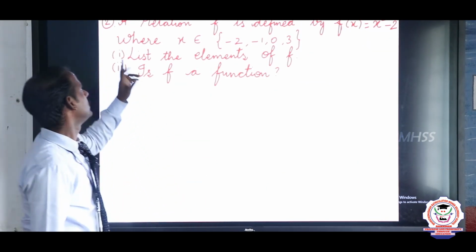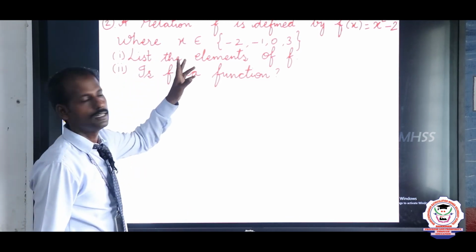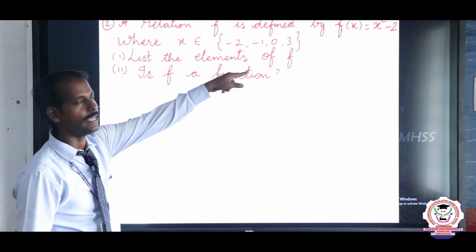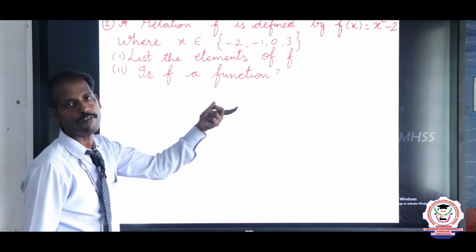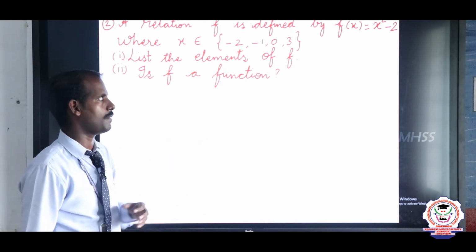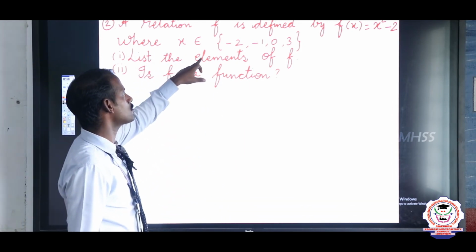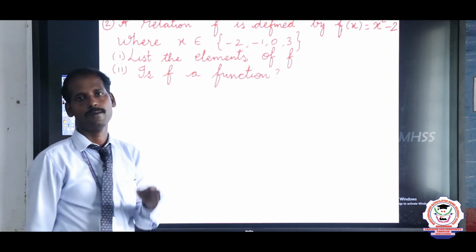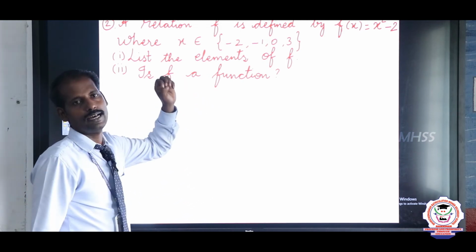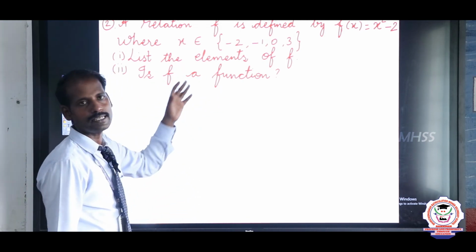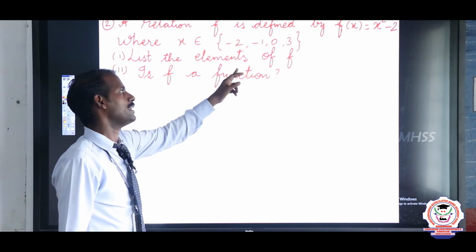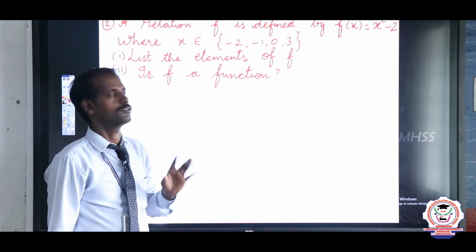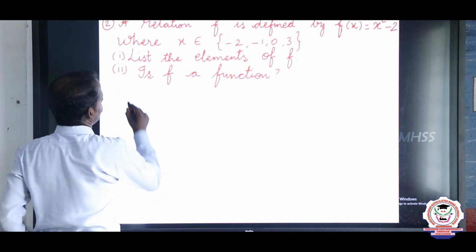The second sum: a relation f. This is a function. So f is defined by f of x equal to x square minus 2, where x belongs to minus 2, minus 1, 0, 3. Those 4 elements are the domain. So that is a set A. Here consider the A set as minus 2, minus 1, 0, 3. Here X is the domain. So here the first question: list the elements of f.